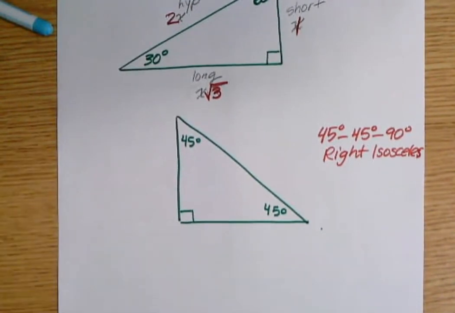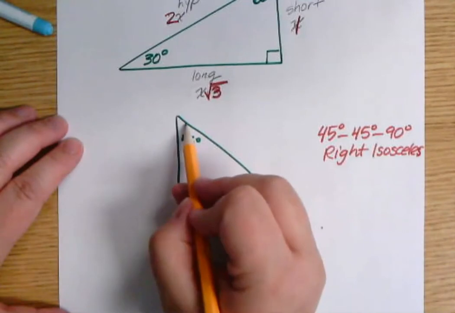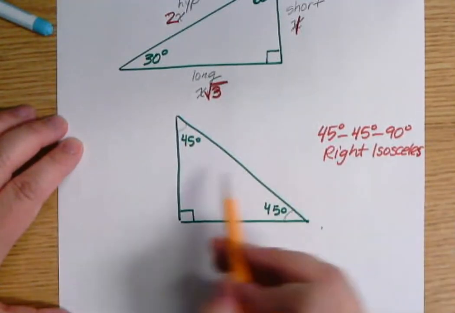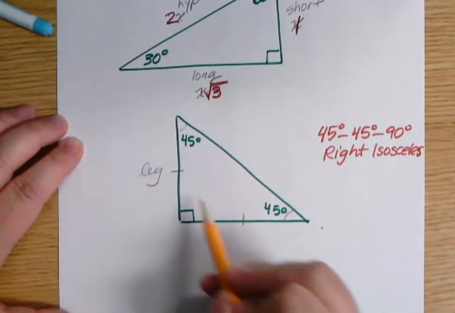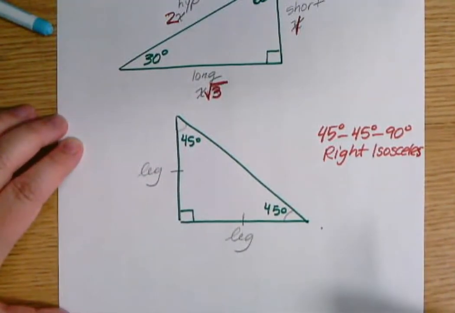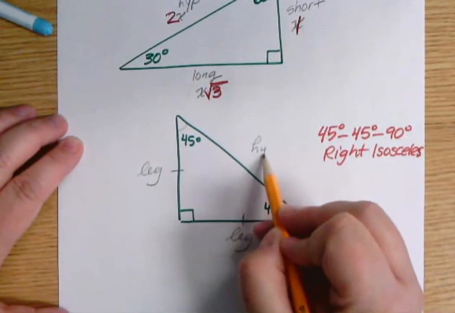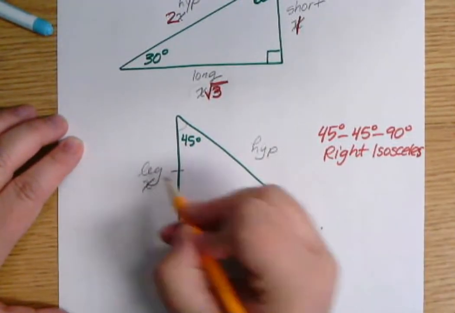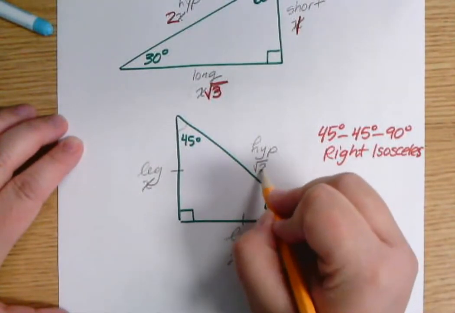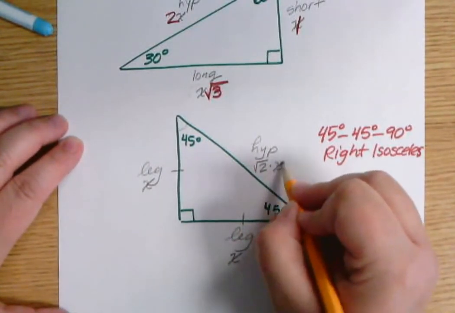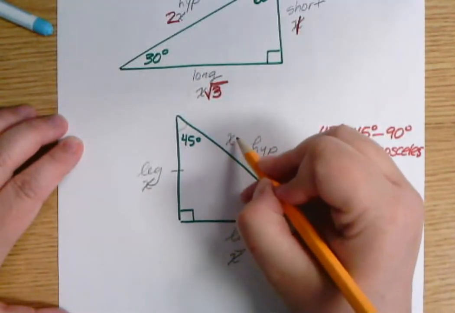Now in a 45, 45, 90, we don't have a shorter or a longer leg. They're the same. We just said if these angles are the same, then these sides have to be the same. So we usually just refer to them as leg. Both of them are a leg, and then we've got a hypotenuse. It doesn't matter which one of those you start with, they're the same. They're both x. The hypotenuse is the square root of 2 times x. Or you could write that as x root 2.